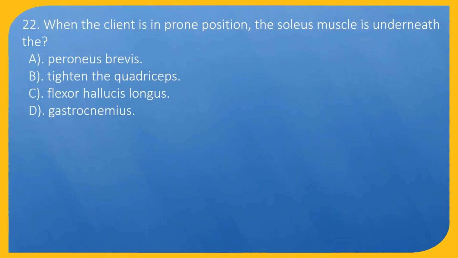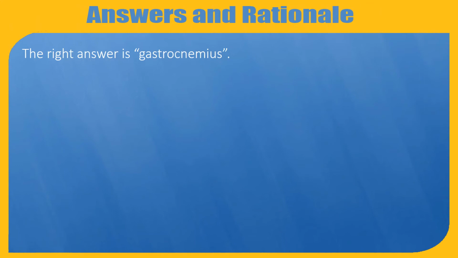Question 22. When the client is in prone position, the soleus muscle is underneath the: A. Peroneus brevis. B. Tensor fasciae latae. C. Flexor hallucis longus. D. Gastrocnemius. The right answer is gastrocnemius.